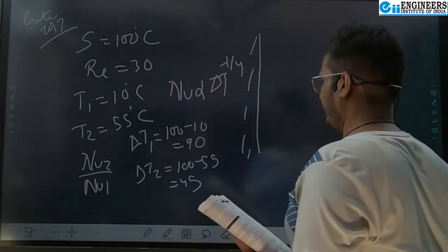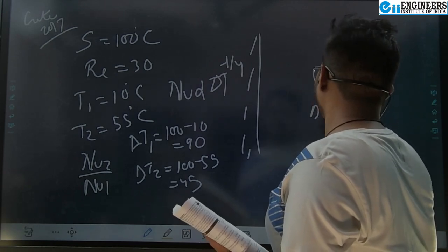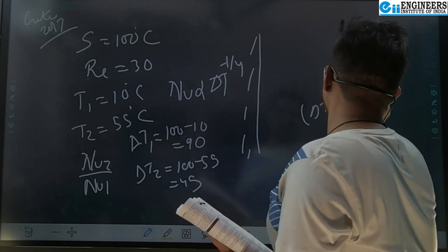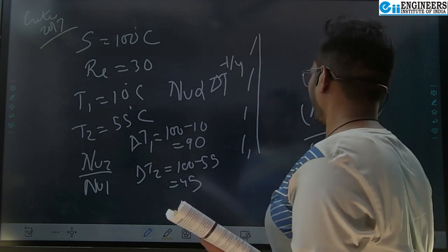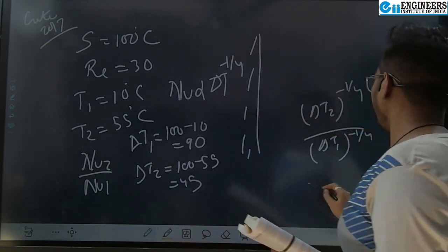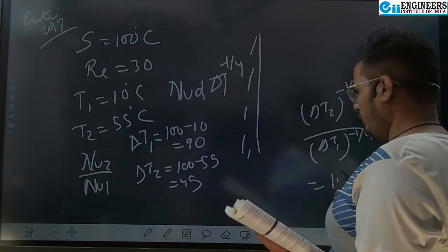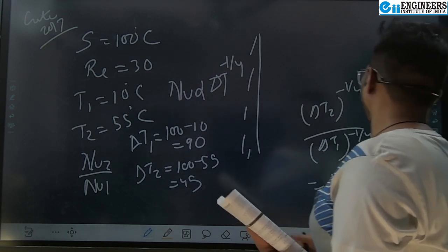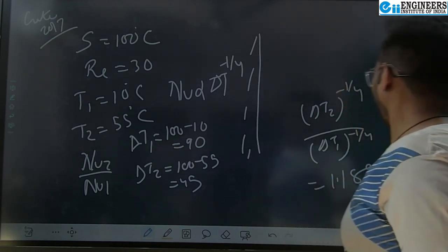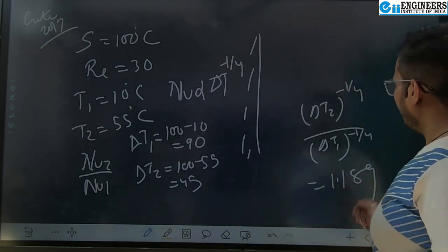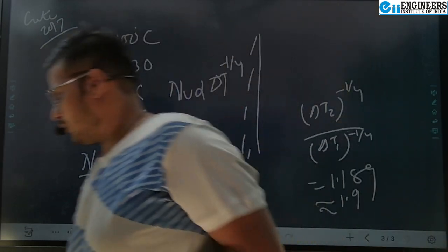Then Nu2 by Nu1 is equal to delta T2 to the power minus 1 by 4 by delta T1 to the power minus 1 by 4. Put the values and you will find it. It will be something like 1.189, and as per the given solution it will be nearly equal to 1.9.